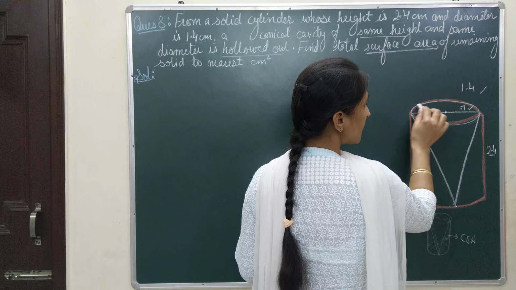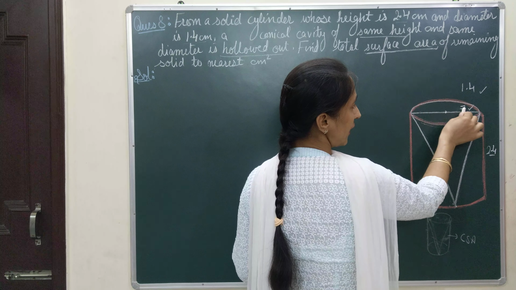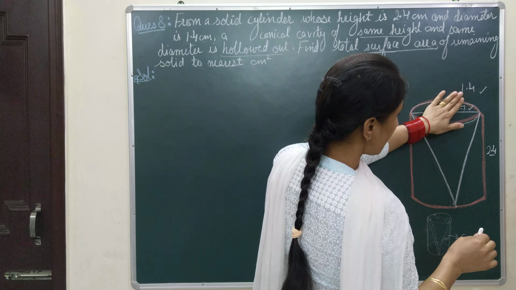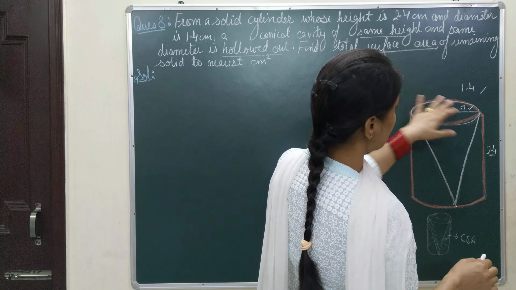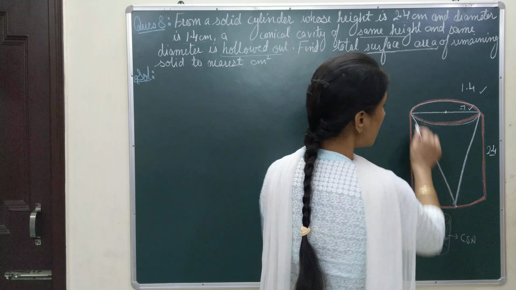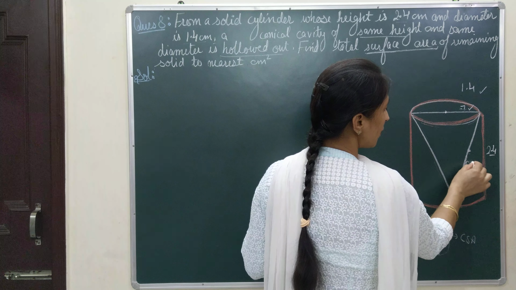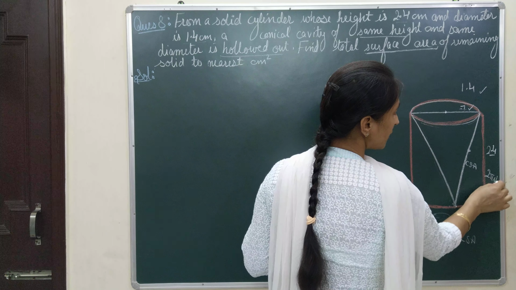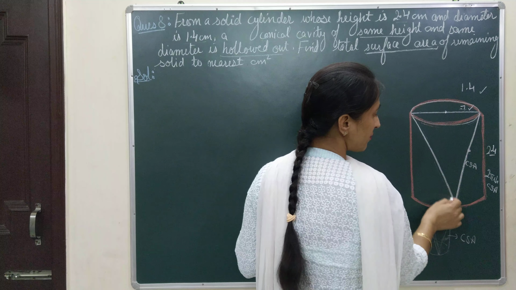Because when ice cream is taken out, it is emptied from this side. Nothing is there in this portion. This is hollow, so you will not be taking this circular region. You will not take the area of this circular part. That means you will take only its curved surface area. So you will be talking about the curved surface area of this cone also. So you are taking 2 pi r h for this cylinder. That means again the curved surface area of the cylinder and the curved surface area of the cone.